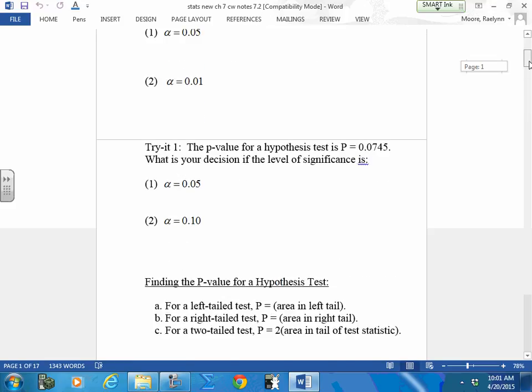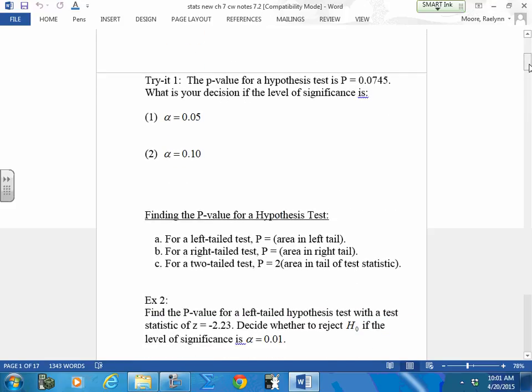Alright, so you guys test this. Try it yourself, number one. It is at the bottom of page 363. Test these two values. Use your p-value. They're giving you a new p-value. See your new p-value up there? They're letting you test against two levels of significance.